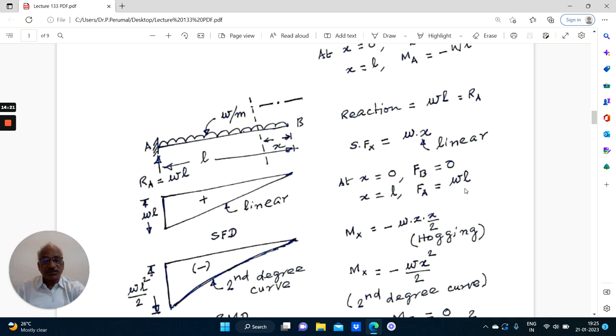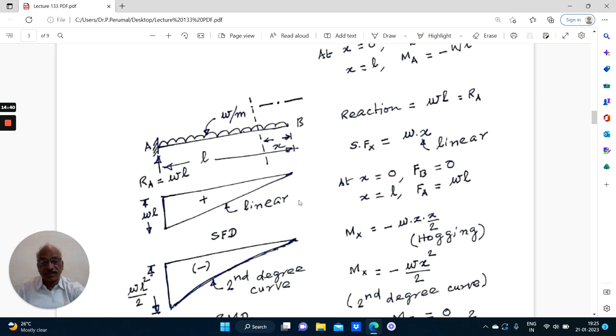W into L. Right down is positive as far as the shear force is concerned. Left up, right down is positive. So at this section x, the load is down, right down is positive, therefore the shear force diagram is positive.